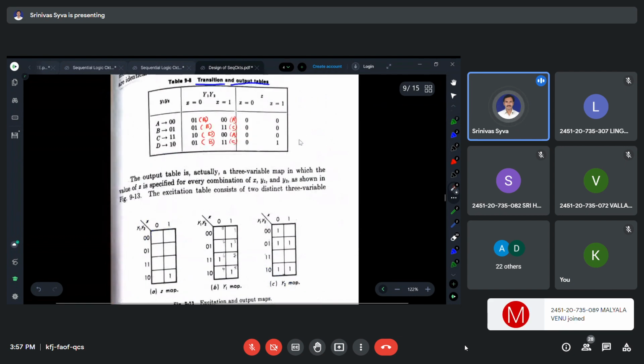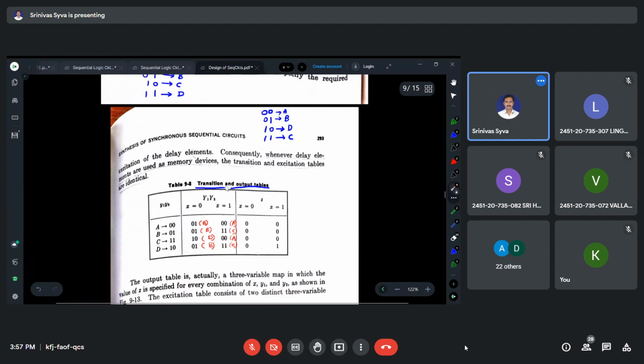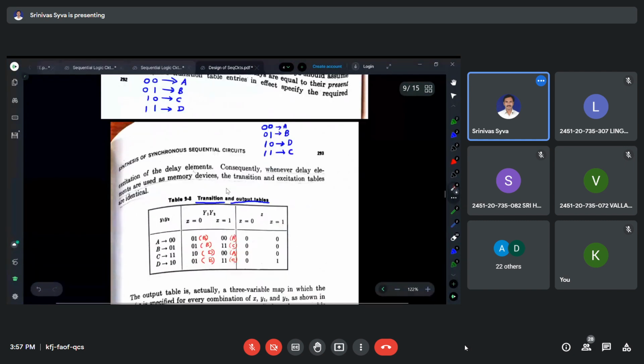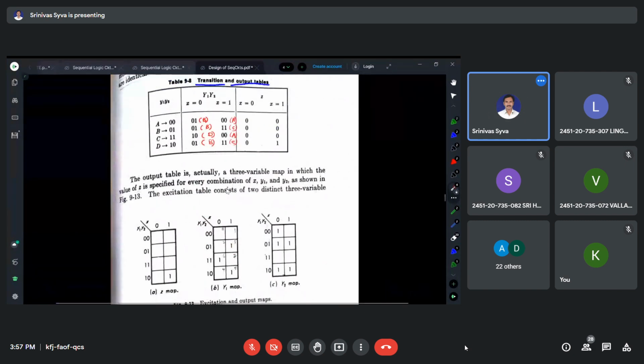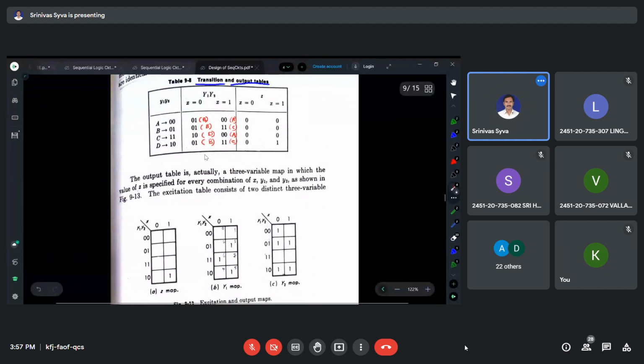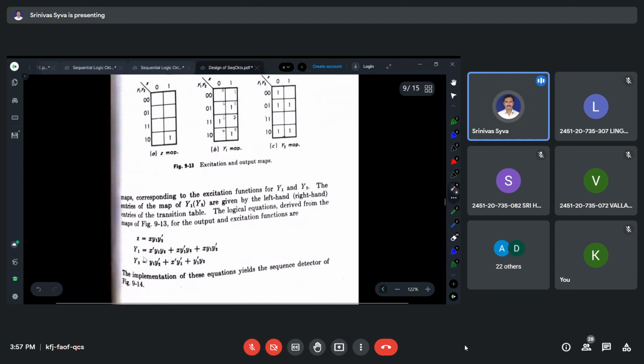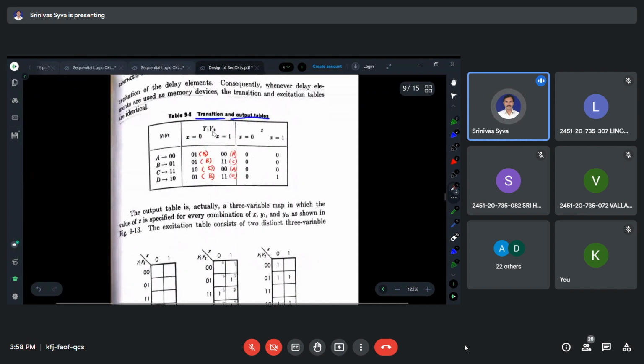So this is the output table. Now we have to derive the expressions for output and next state Y1 Y2. Here Y1 and Y2 are the next state. Okay, next state. So Y1 can be written like this.